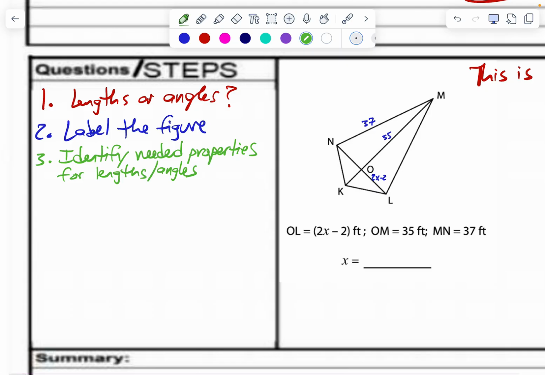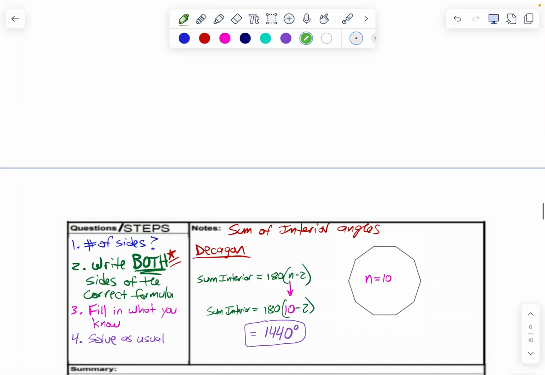What were some properties of lengths in a kite? That's kind of the process that we'll use. So you go to your kites. If you have them memorized, that would be awesome. That's the best thing. But if not, and it's too early probably for that, you grab your sheet and you say, okay, I'm dealing with lengths. So which properties do I need?